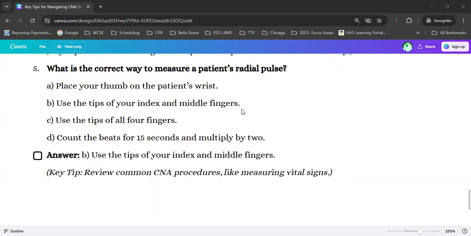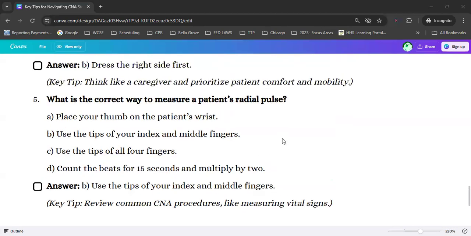Last but not least, what is the correct way to measure a patient's radial pulse? This is another skill that is tested in the state of Texas, and it could be used in a question on your CNA exam. So do we place the thumb on a patient's wrist? Do we use the tips of our index and middle finger? Do we use the tips of all four fingers? Do we count the beats for 15 seconds and multiply by 2?